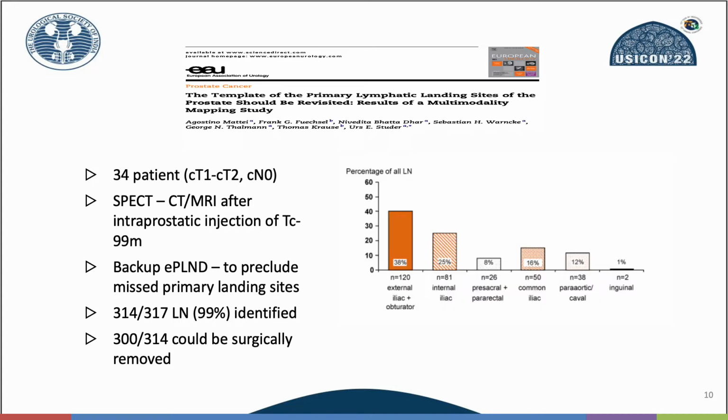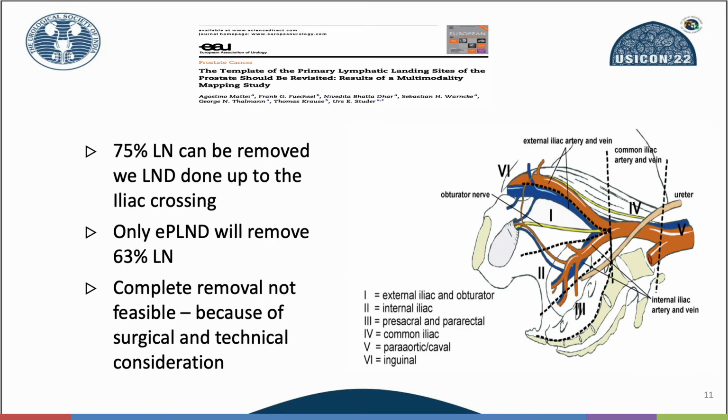So we can see the groups of lymph nodes. Around 38% were in external iliac and the obturator nodes. Around 16% were in common iliac and 25% in internal iliac. So based on this study, 75% of the lymph nodes can be removed when we are doing lymphadenectomy up to the iliac crossing, and only the standard ePLND removes 63% of the lymph nodes. So complete removal is not feasible because of surgical and technical considerations. Thus, if we remove all the lymph nodes up to the iliac crossing, 75% of the lymph nodes could be removed easily.